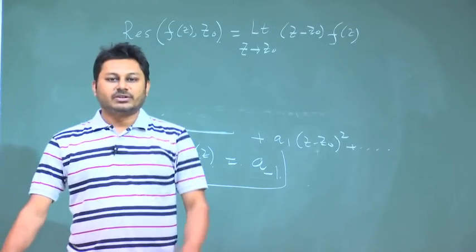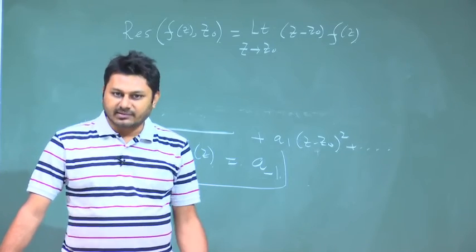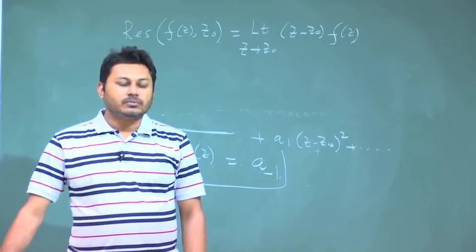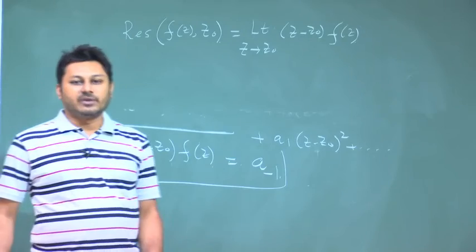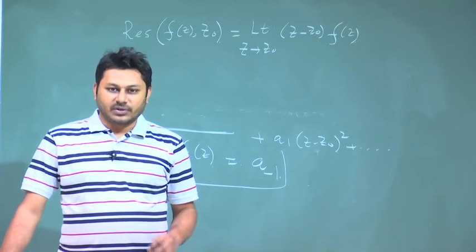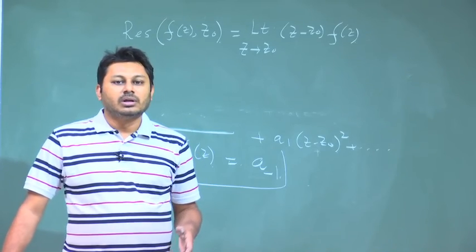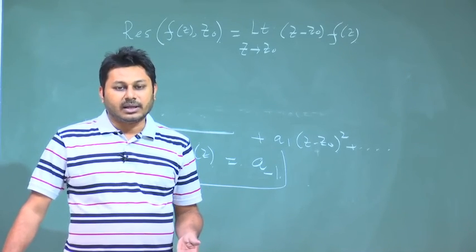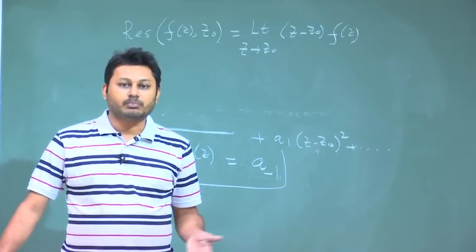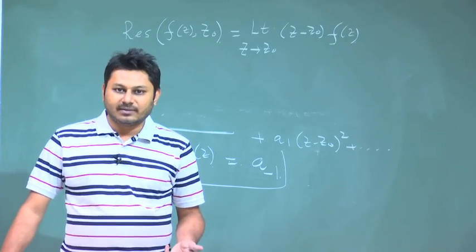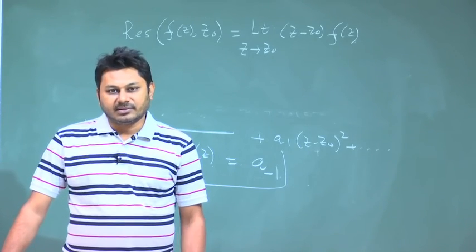With this note, I would like to conclude the class here. In the next class, I would like to discuss the residue if the function does not have a first order singularity or simple pole. If you have more than a simple pole, an n-th order pole, how to tackle that and calculate the residue, we will discuss in the next class.